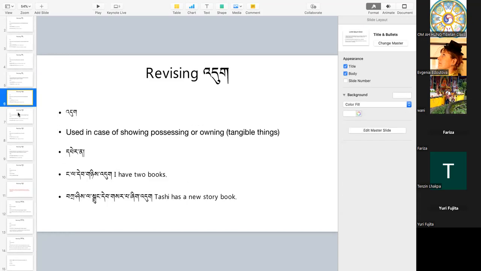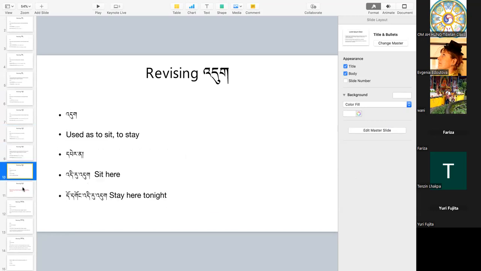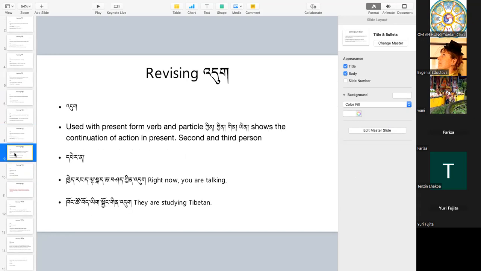Okay, so the final usage, this one. Now the next usage of tuk is used similarly with kin, yin, but now for the second person and the third person, for the continuation of action in present tense.